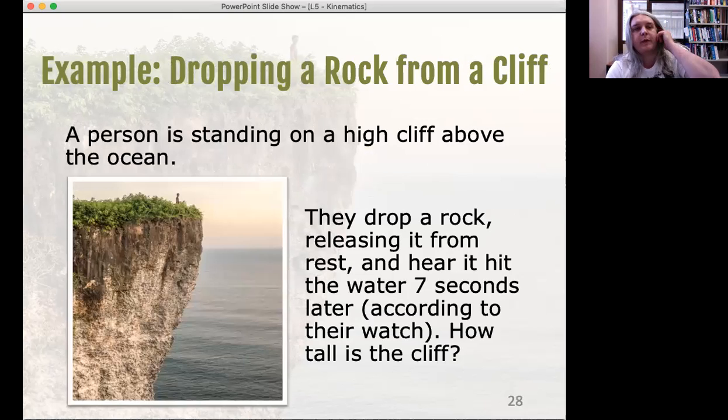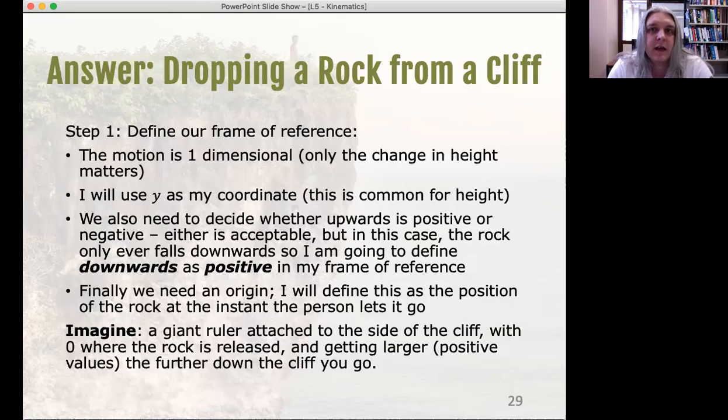So here's my example. We're going to drop a rock off a cliff. So you'll see that's the background photo that I've used. We've got a person standing at the top of a cliff. He's going to drop a rock off, and he hears the rock hit the water 7 seconds later, according to their watch. How tall is the cliff? That's our question. First of all, and as I said, this is the bit everyone normally skips, or at least physicists tend to do in their head and never bother writing down.